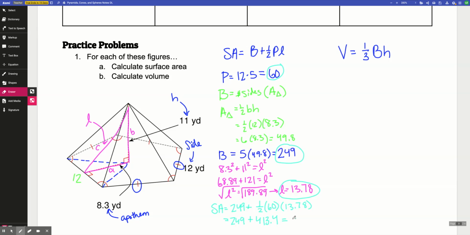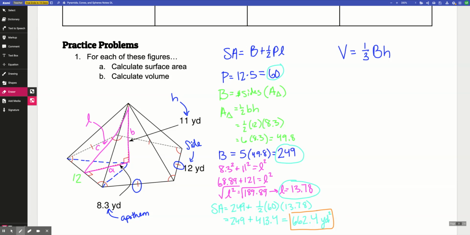So I get that my final surface area is 662.4, and then my unit would be yards squared. Okay, so this right here is my final answer.